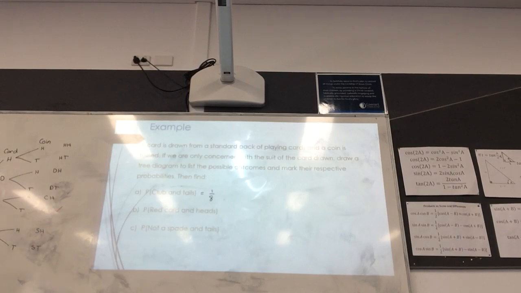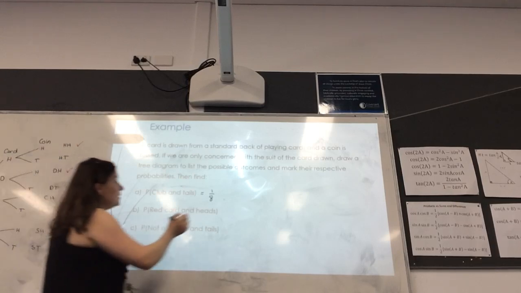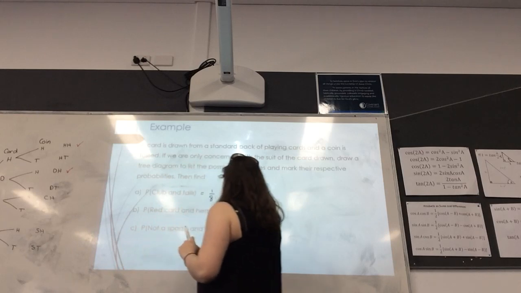Okay. Probability of a red card and heads. So what does that mean? Hearts and diamonds. Okay, so heart and a head, diamond and a head. Are we happy with that? So 1 out of 4. Okay, so that's going to be 2/8 or a quarter.